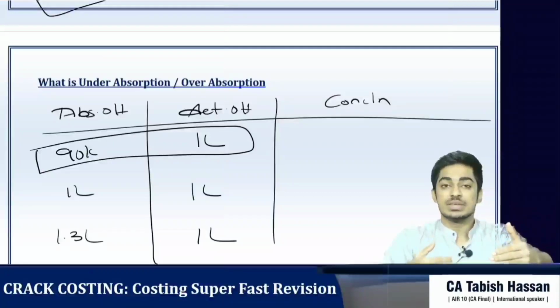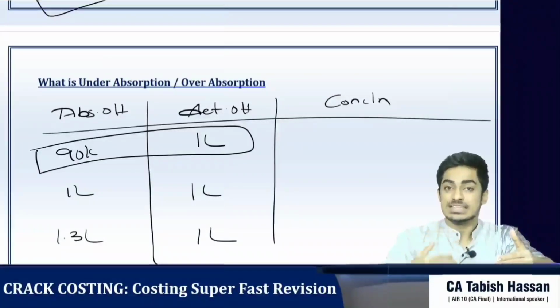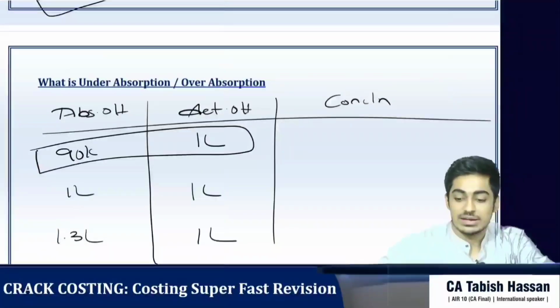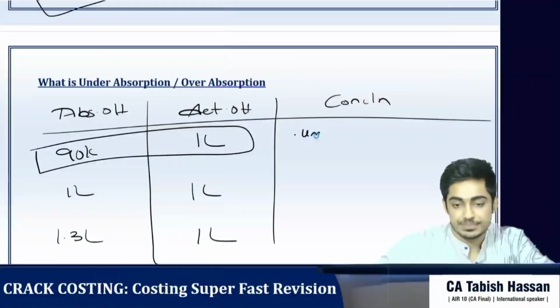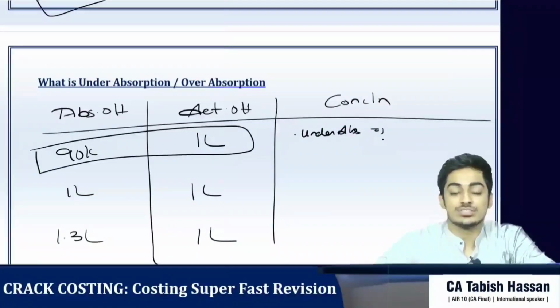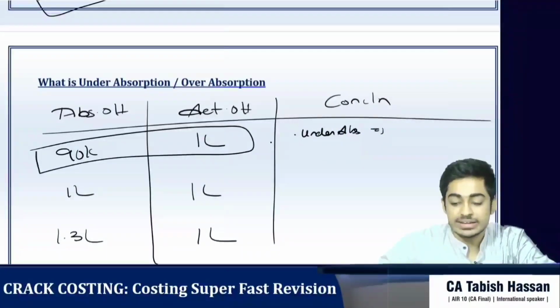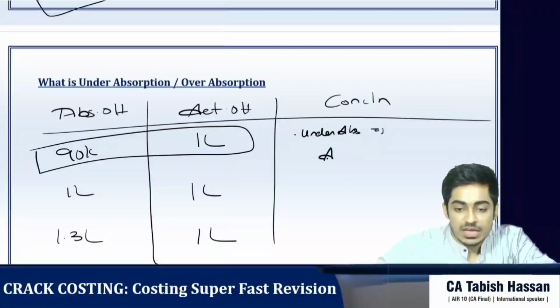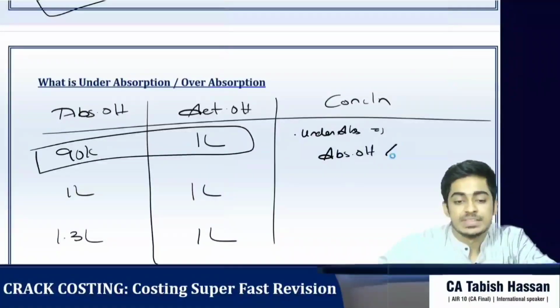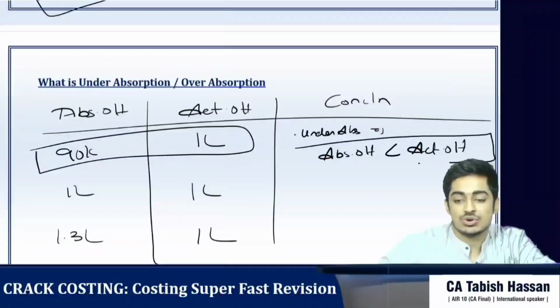So what does that mean? We have charged less. So we have undercharged. So this is called as under absorption. That is, we have absorbed less than the actual overhead. So how do we get it? If absorbed overhead is less than actual overhead, then the difference is called as under absorption.